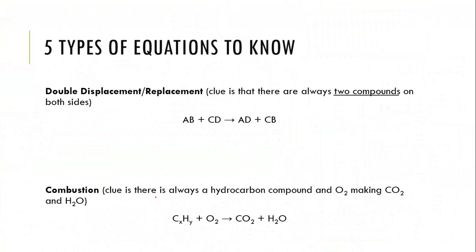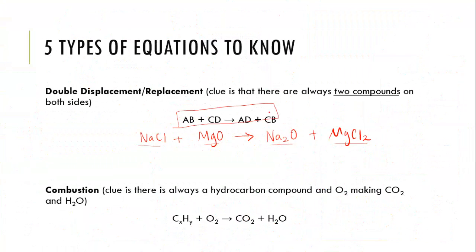Okay, double displacement and combustion. These are easier. There's no strings attached to these. A double displacement or double replacement is where you have 2 compounds on both sides. So here's the generic form right here. For example, if we had NaCl plus MgO, what this would make is Na2O and MgCl2. I would be able to identify this right here as a double displacement because I see compound, compound, compound, and compound. There's no single elements.